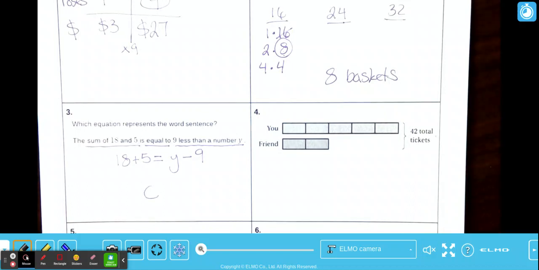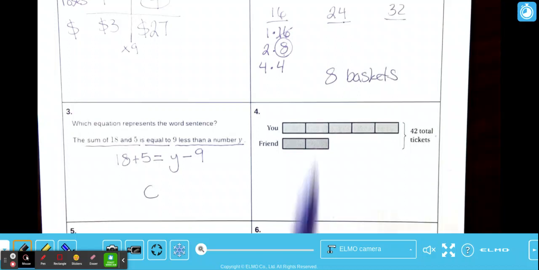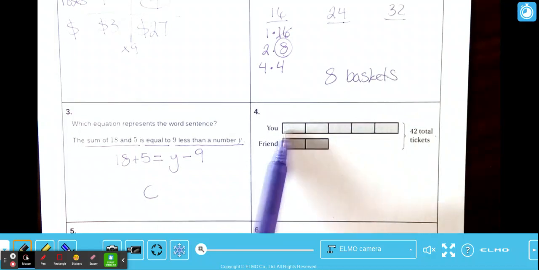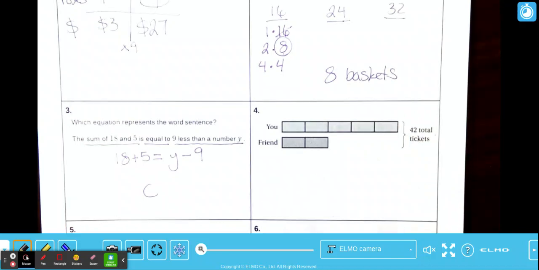The tape diagram shows the ratio of tickets sold by you and your friend. How many more tickets did you sell than your friend? So how many tickets did we sell altogether? 42. That means these pieces of tape represent the 42 tickets. How many pieces of tape are there total? 7.